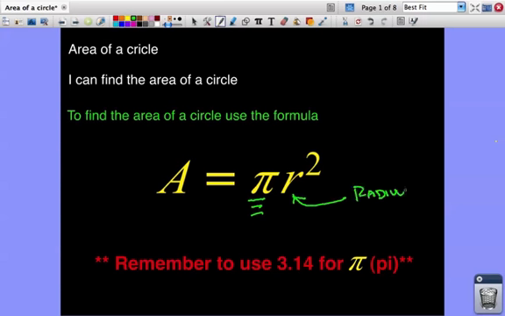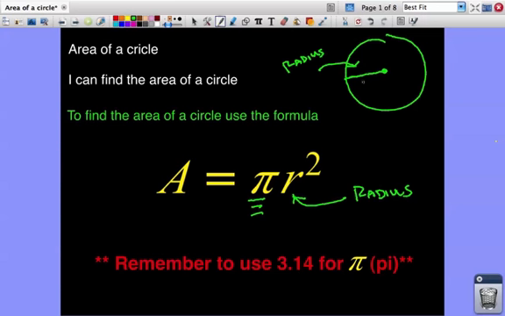If we look back from prior knowledge, we know if we have a circle, here's the center of the circle, and we have a line that just goes from the center to the end of the circle. That line is your radius. The radius does not go all the way through the middle to the other end of the circle. It stops in the middle, so it's only half of the diameter.